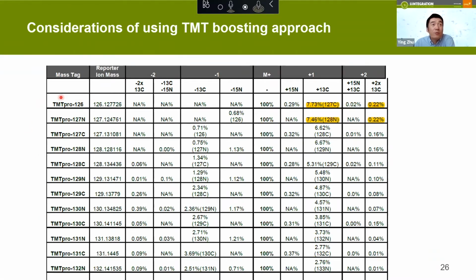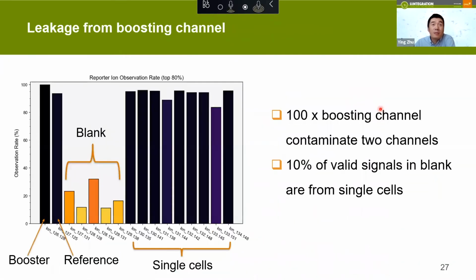Like if we use one channel that has 100 times more material, if you look at the contamination table here, it will contaminate other channels. You have 7% contamination to 127C and 0.2% to 128C. So here is the data we get from our runs.